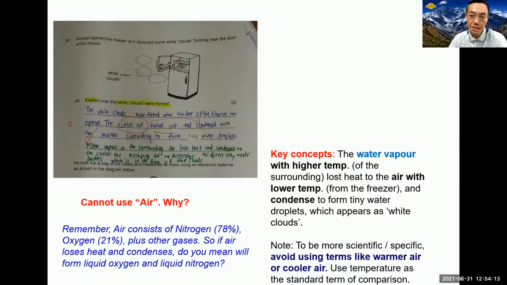So as educators, we need to teach our students not to use the word air, because air does not condense. It's actually the water vapor in the air that lost heat to the air with lower temperature from the freezer. So it's very important to take note of this.